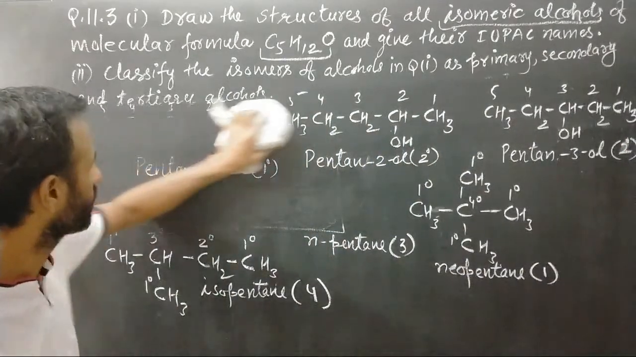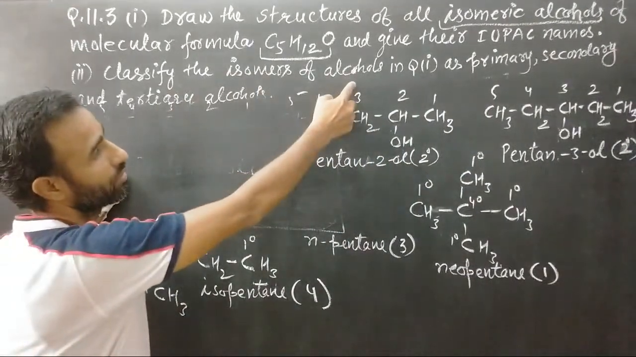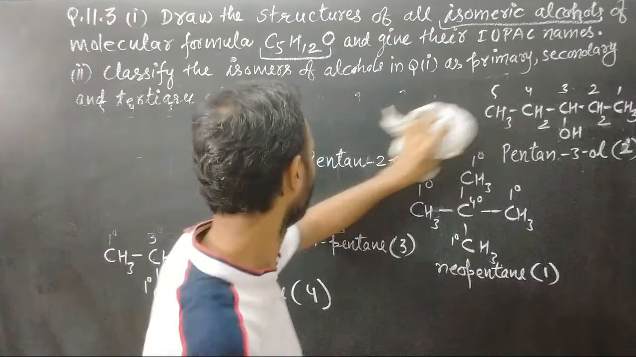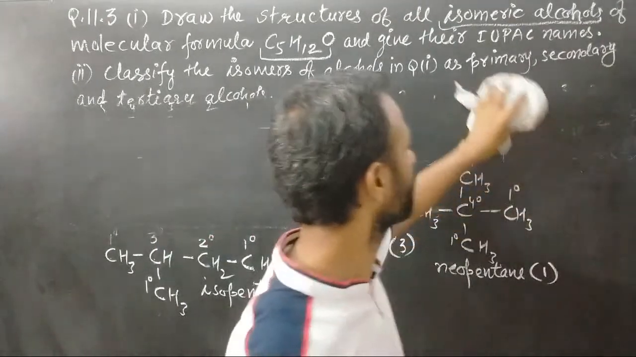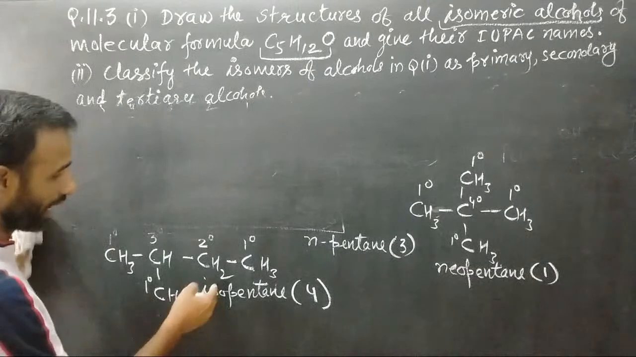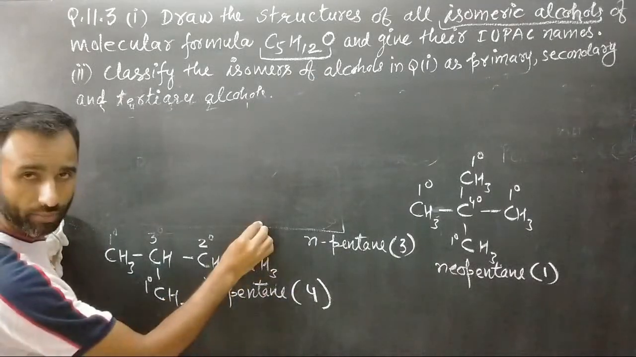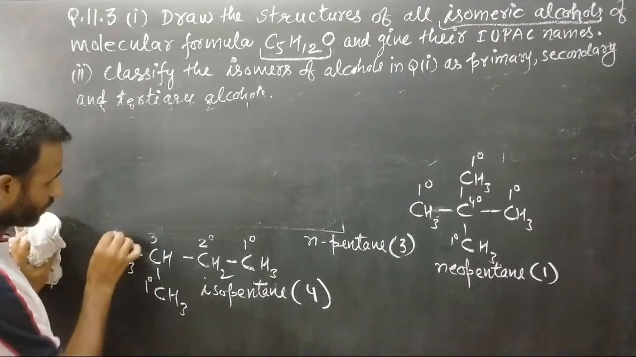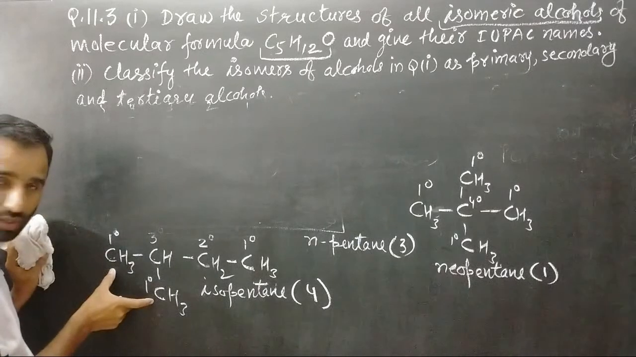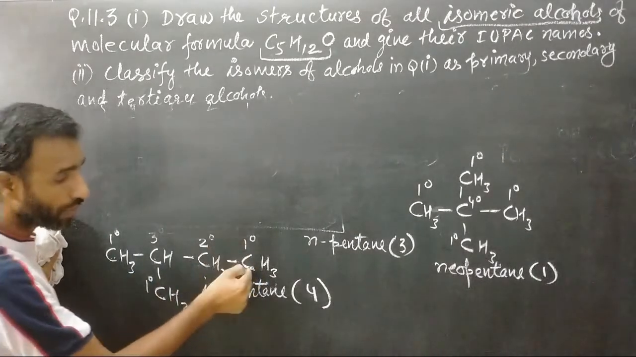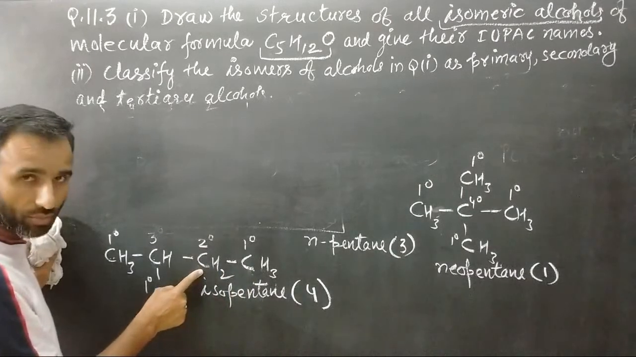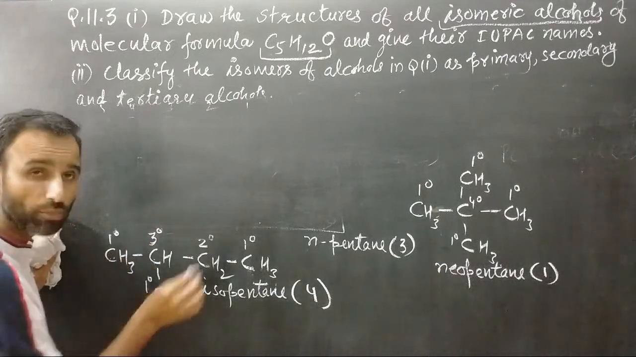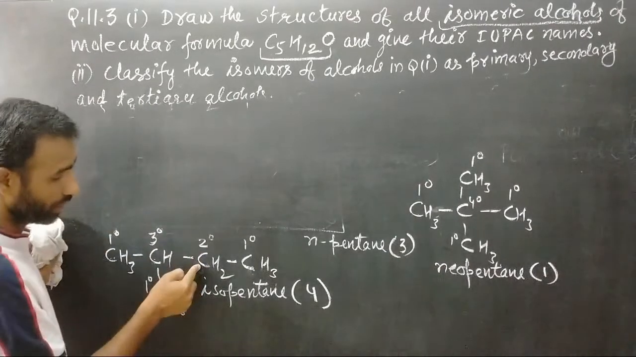So first three isomers, and we classified isomers of alcohols in question 1 as primary, secondary, tertiary. Now come to isopentane. In isopentane we have primary, secondary, tertiary, and both of these primary are same. This primary is different because this primary carbon is attached to secondary carbon, but these primary carbons are attached to tertiary carbon. That's why there are two types of primary, and secondary, tertiary.